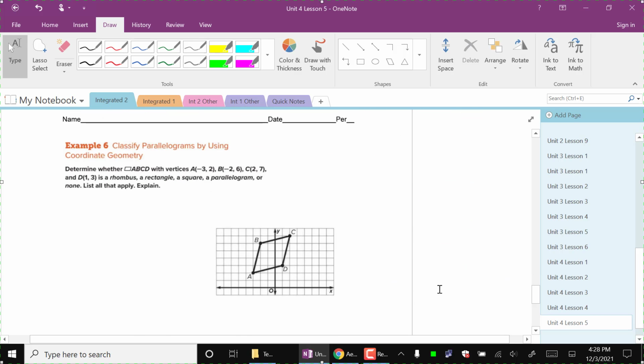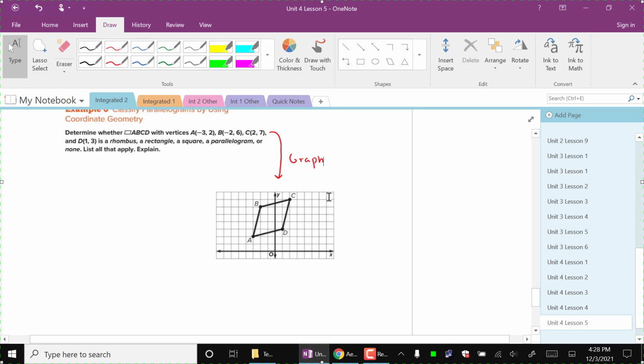All right, let's take a look at the last one. So the last one, determine whether this is a rhombus, a rectangle, a square, a parallelogram, or just nothing. It's just whatever. So I want to start off with graphing it. Well, I gave you the graph to start off with, so here's the graph. So I graphed it out for you, so you don't have to worry about graphing it out.